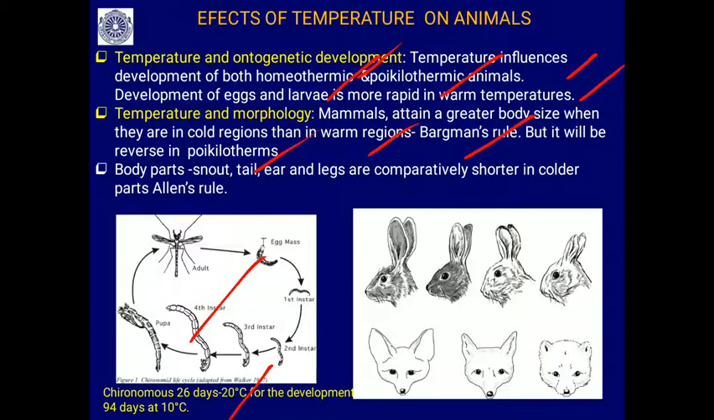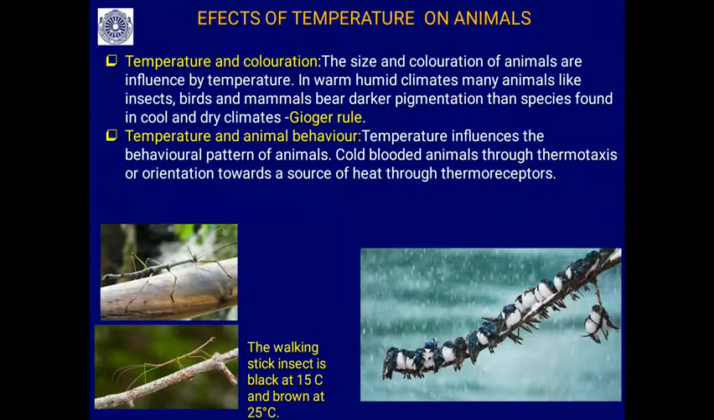And also the body parts, snout, tail, legs, are comparatively shorter in cooler parts. That is called Allen's rule. So in the case of rabbits, you will find the ear smaller in the colder parts when compared to the larger size in the warmer parts. Similarly, the ear of the fox living in colder and in warmer regions. So this is how temperature affects the morphology of animals.